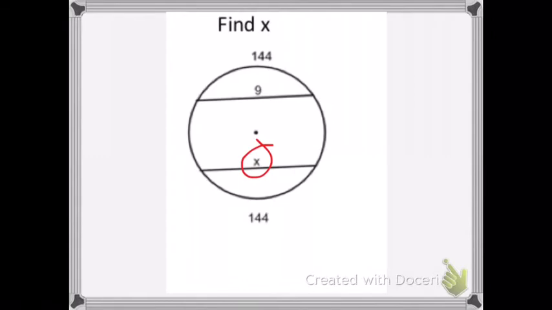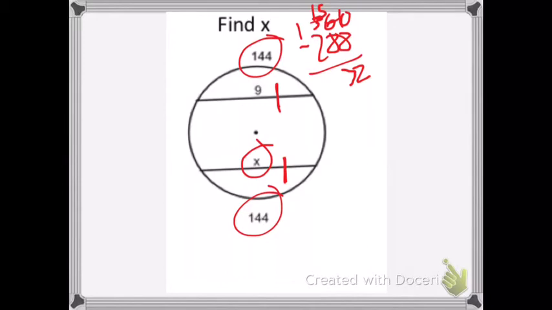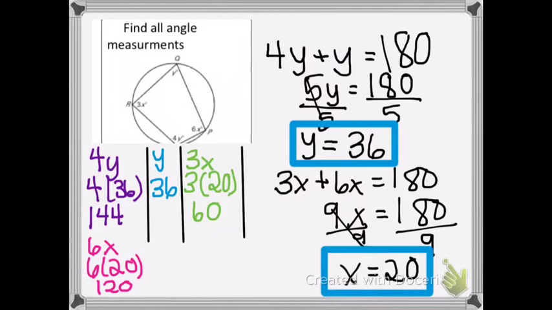Let's find x. First, we know that this and this are congruent because these arcs are congruent, and when you have congruent arcs, you have congruent chords. To start off, we will add our arcs together, subtract our total from 360, and you get 72. So you're going to divide 72 in half, and you get 36, right there, right there. And now that you know that the arcs all around are congruent, you can automatically make the assumption that x equals 9 as well.